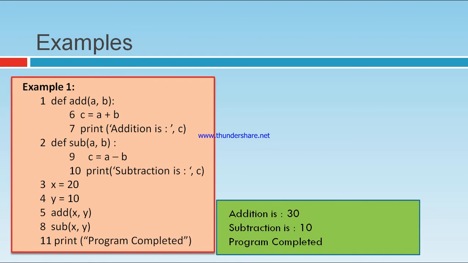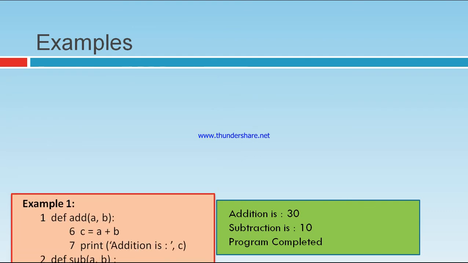Line number 1, 2, 3, 4, 5, 6, 7, addition is 30, it will be there. Then 8, 9, 10th line, subtraction is 10, it is there. And then the line number 11, program completed. Clear? Now just take one more example.